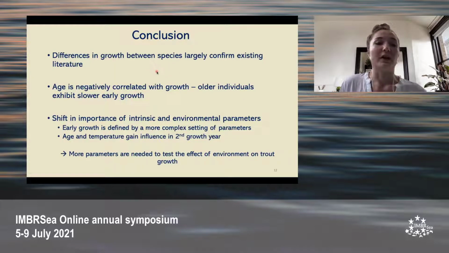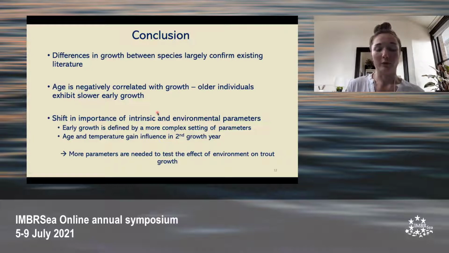In conclusion, we can see that there were differences in growth between species, which likely confirm existing literature. Then we can also see that age is negatively correlated with growth. So older individuals exhibit slower early growth, indicating there was a higher rate of slower growing individuals in the lake. And there was also a shift in importance of intrinsic and environmental parameters.